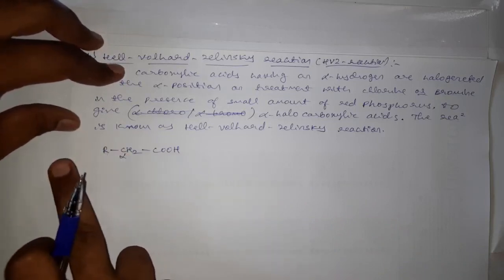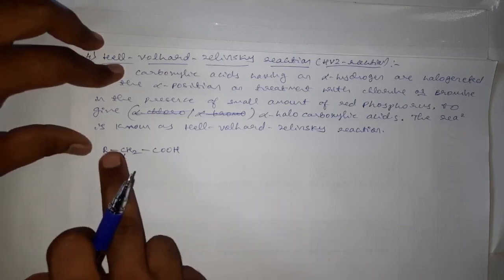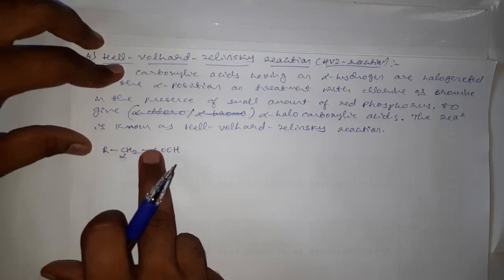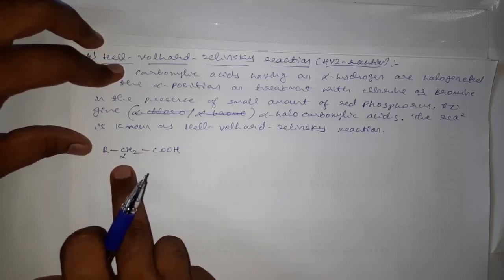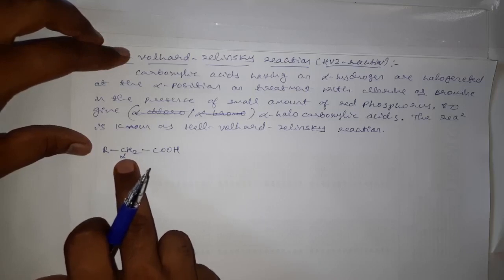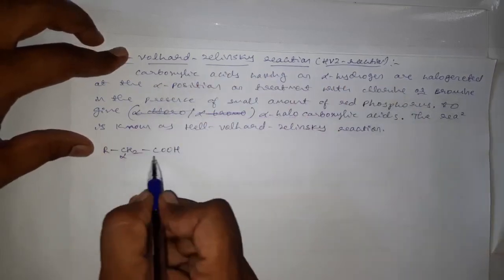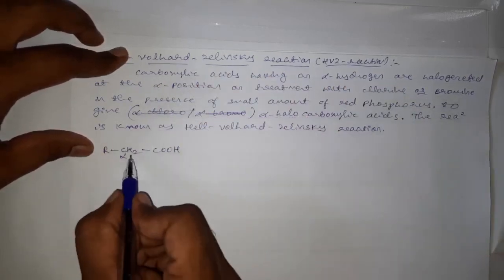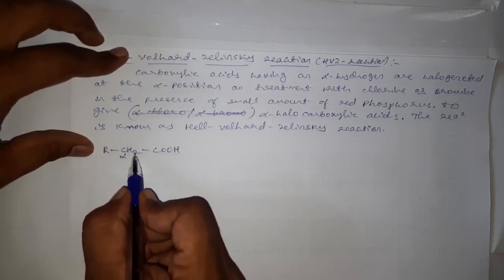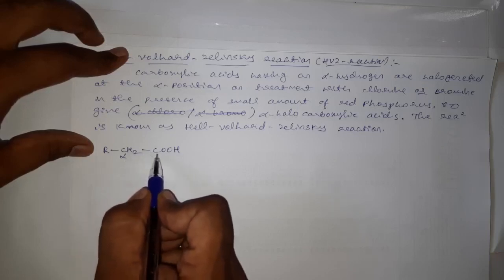The next is beta, next is gamma, and so on. Is it clear now? The carbon which is attached directly to the carboxylic carbon is called the alpha carbon, and the hydrogens present on that carbon are called alpha hydrogens. Therefore, they are telling carboxylic acids which have alpha hydrogens. Here, this carboxylic acid has 2 alpha hydrogens because it contains an alpha carbon attached directly to the carboxylic carbon.